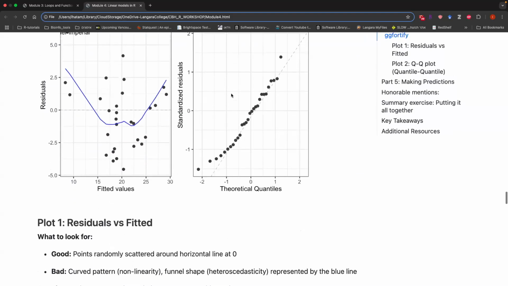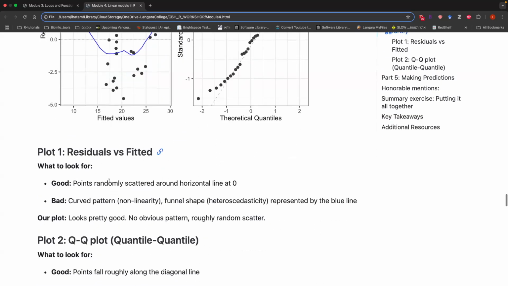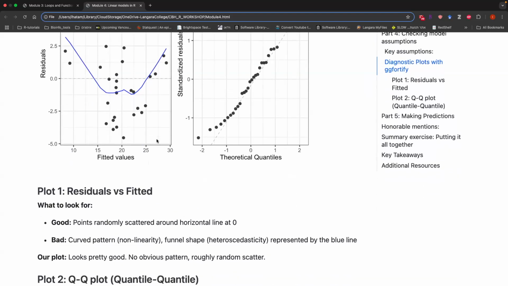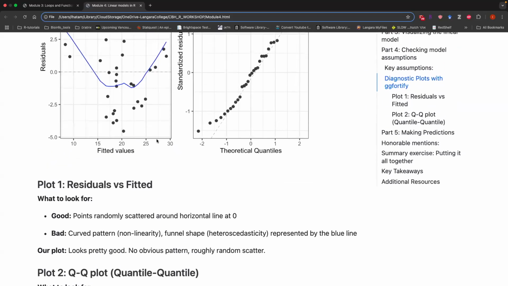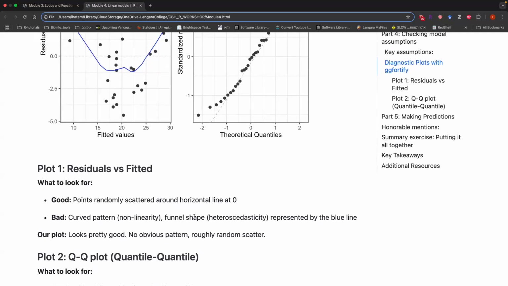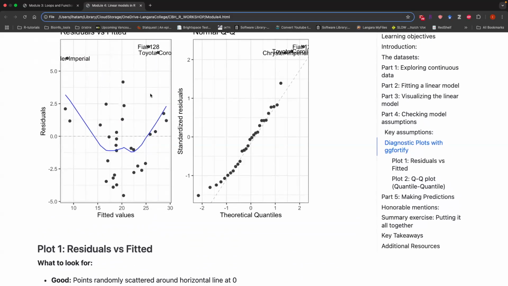So let's look at plot number 1, residuals versus fitted. Good: points are randomly scattered around a horizontal line at 0. Kind of looks like it, if we squint the right way. Bad: a curved pattern, which shows nonlinearity, or a funnel shape, which is heteroscedasticity, and that would be represented by the blue line. They don't really follow the blue line. Anyway, we're going to pretend that everything is hunky-dory here and that they are all randomly distributed around this.